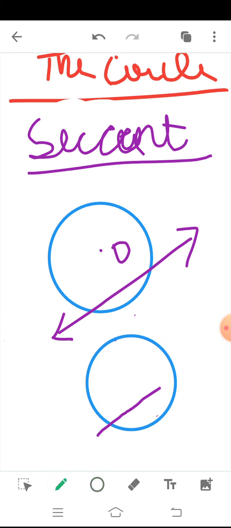For better understanding, I cannot make it here because it's very difficult, so I'm just drawing it here only. This was our point O, and this was our tangent. Okay, I hope you understand. A line which touches a circle at only one point is called the tangent to a circle. The point at which the tangent touches the circle is called its point of contact. So this is known as the point of contact because it is touching the circle.